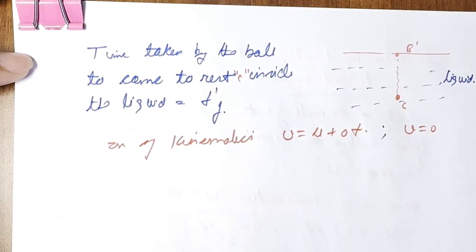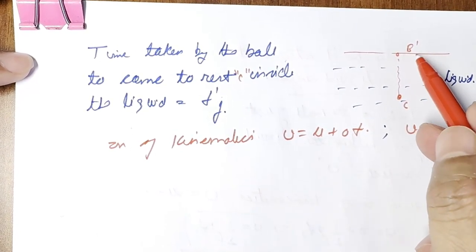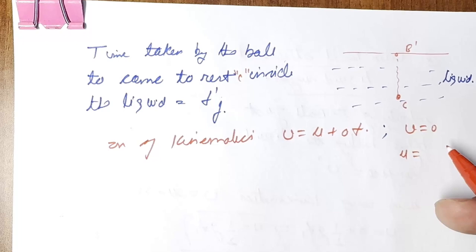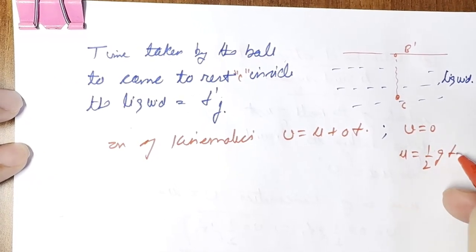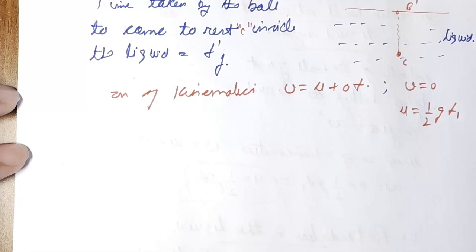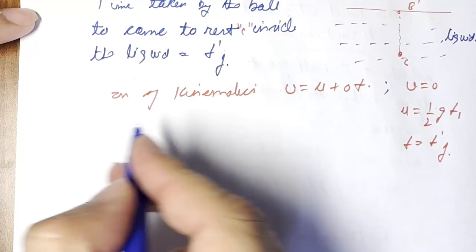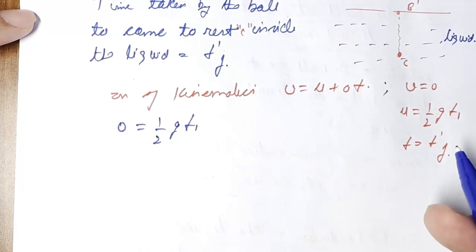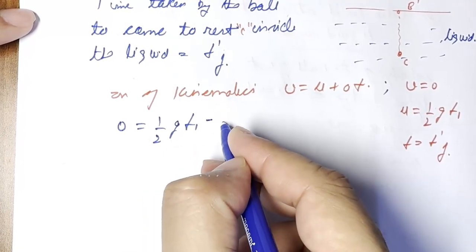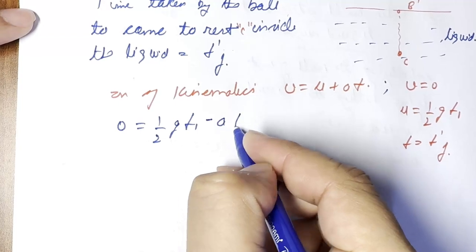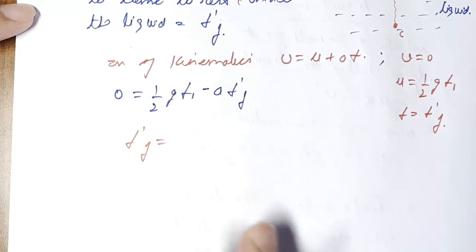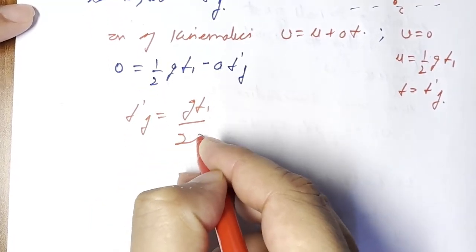So our final velocity V will be equal to 0. Initial velocity is what we already found out, the velocity at B prime, that is U, which was equal to 1/2 g T1, and the acceleration we just found out, and the time t we said will be equal to T'f. So we substitute: 0 is equal to 1/2 g T1, and this acceleration will be our deceleration, so this will be minus a, and the time is our T'f. Therefore T'f will be equal to g T1 divided by 2a.